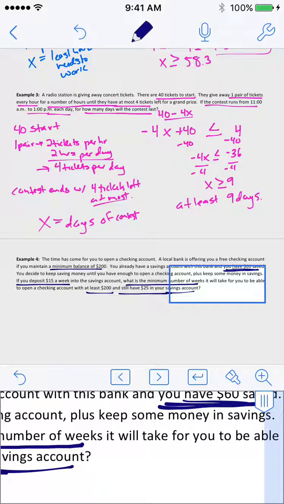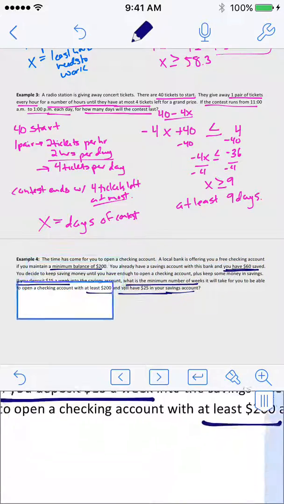Just read it. Read it before you decide anything about the problem, okay? Because it could be like a huge, huge paragraph, and then the question is like, what is his name, right? Because it could end up being something like that. So don't panic. Let's start with what we know.